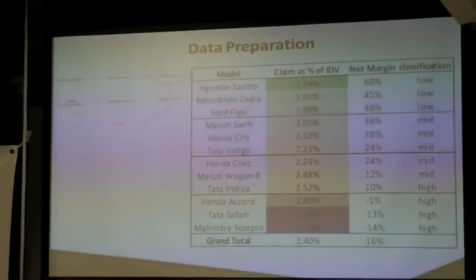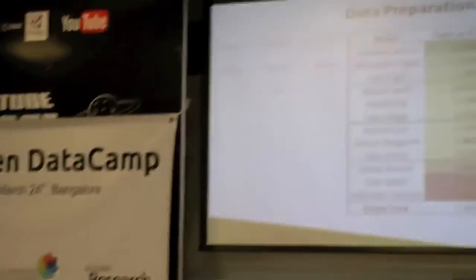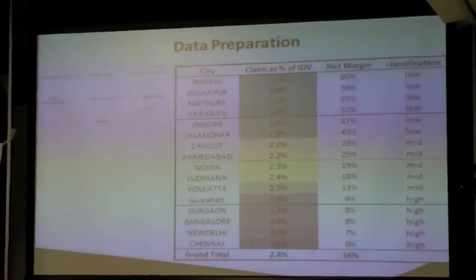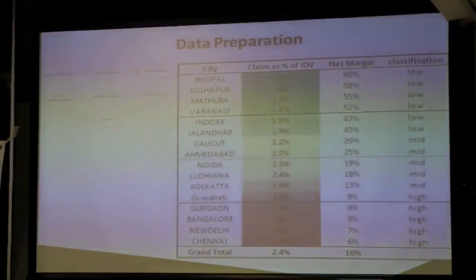So immediately you can see, if you look at the previous table and at this, the company should probably charge a higher price for SUVs. You can see Tata Safari and Scorpio there right at the bottom. So SUVs tend to be more risky than the rest of the population. Similarly, bigger cities tend to be more accident prone than the rest of the population.